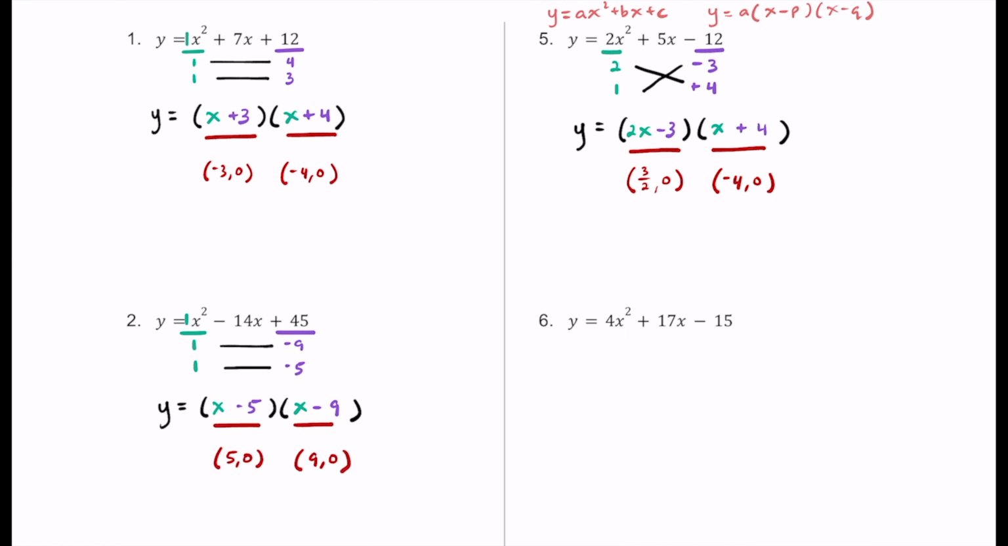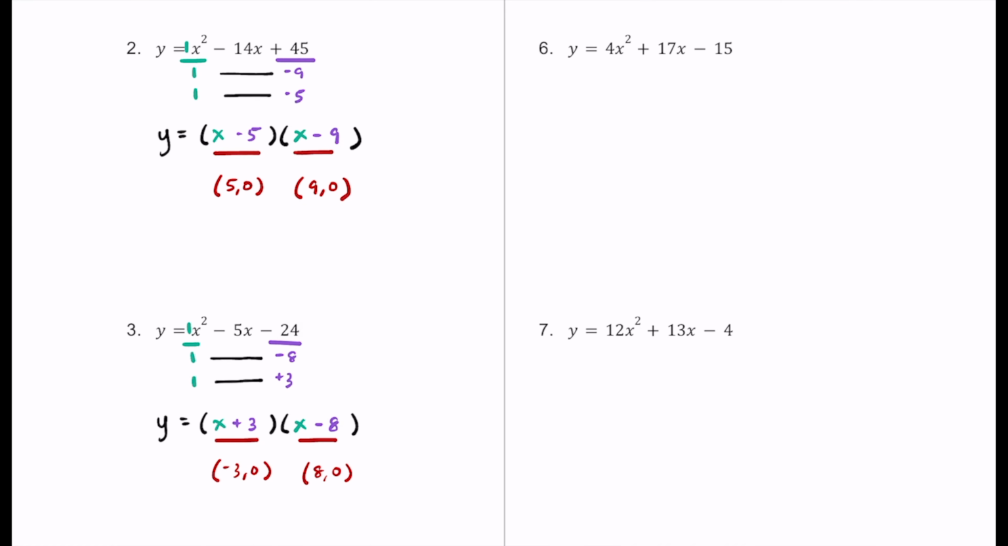Moving on to number 6, we have y is equal to 4x squared plus 17x minus 15. Okay, so 4 is not prime, so it could be 2 and 2 or 4 and 1. I'll start with 2 and 2. And then for -15, one's negative, one's positive. I'll start with 3 and 5, and I'm just going to put the negative here for now.